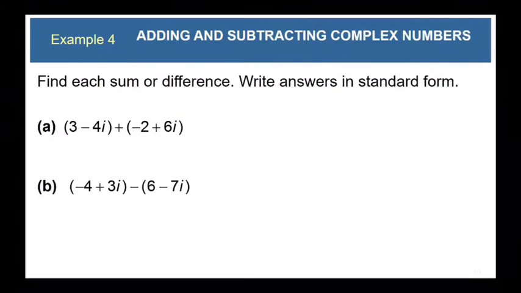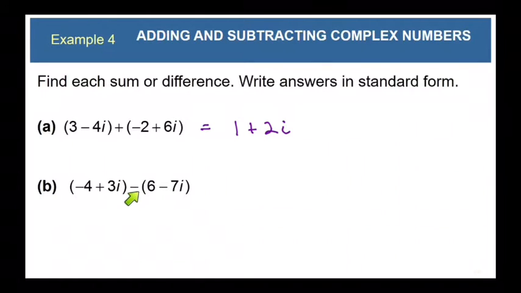And we're going to add these together, and notice it says write answers in standard form, so that's that a plus bi format. Okay, all we have to do is real part added to real part, so 3 plus negative 2 will be 1. And then imaginary to imaginary, so negative 4i plus 6i adds up to positive 2i. And that's all that there is to it.